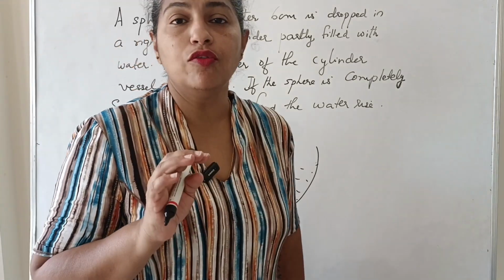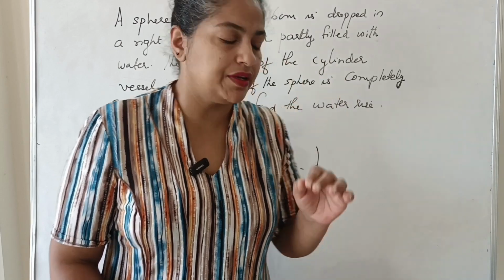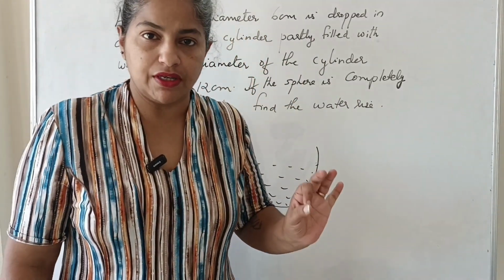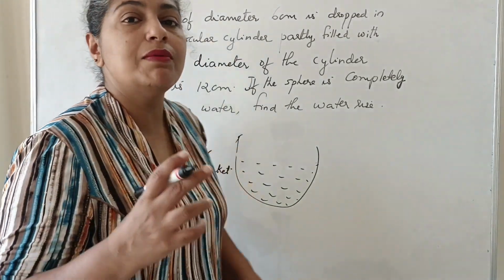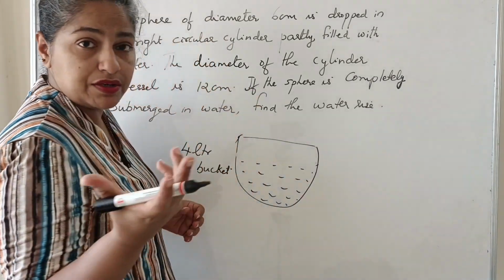Let us take the example of a 4-liter bucket. Any volume is okay, I'm just randomly taking a number, 4 liters, and this is a bucket, by the way, and there is water inside the bucket. Okay. Now, what is the maximum capacity of the bucket? The maximum capacity of the bucket is up till here, which is 4 liters.